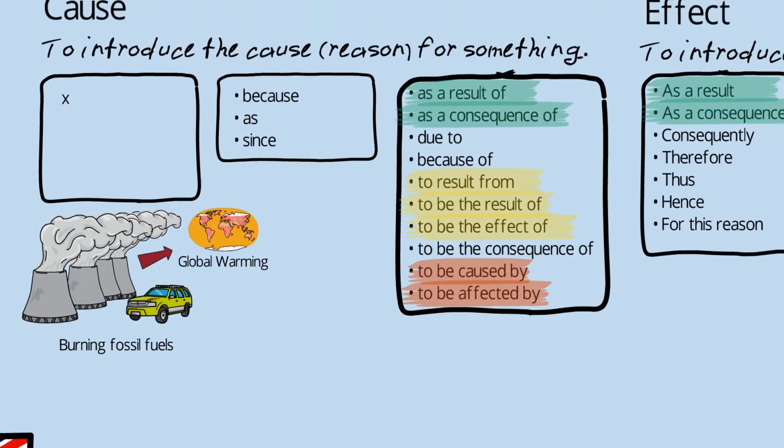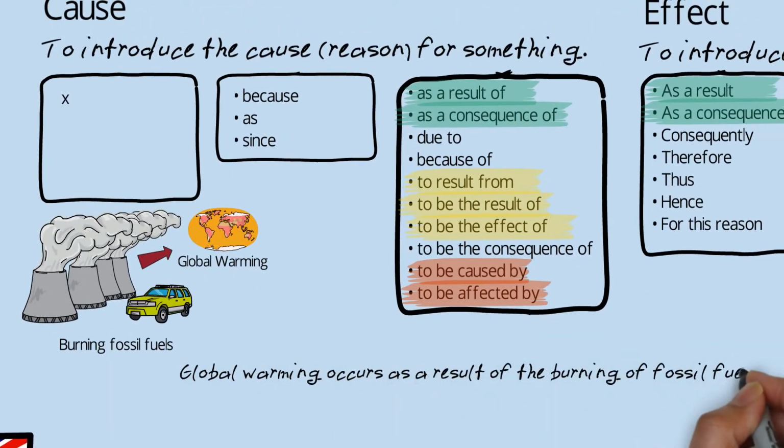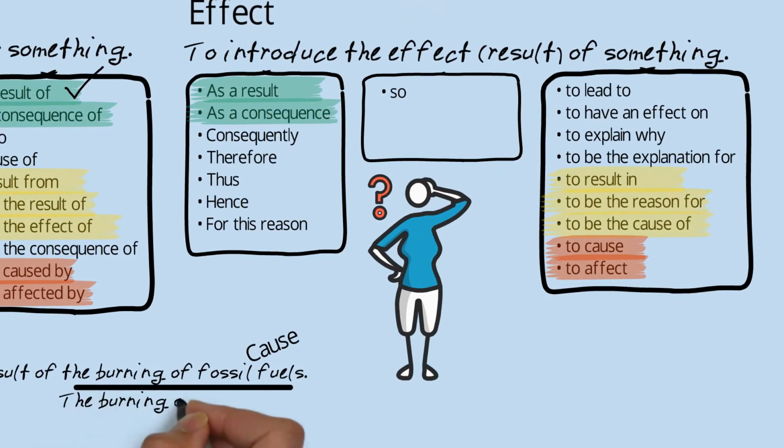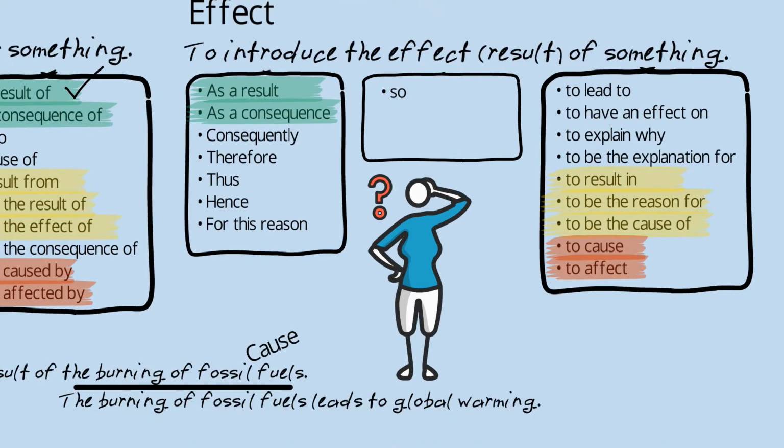Global warming occurs as a result of the burning of fossil fuels. So the transition is as a result of, and it's followed by the cause, the burning of fossil fuels. The burning of fossil fuels leads to global warming. So global warming here is the effect, which is why we use an effect transition, leads to.